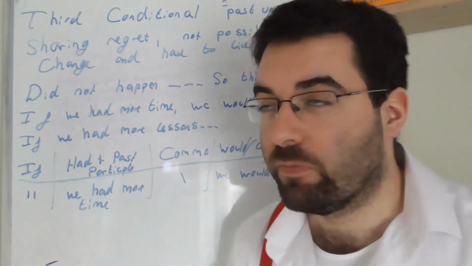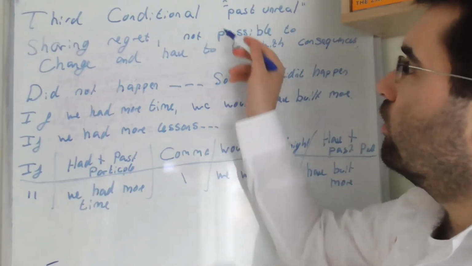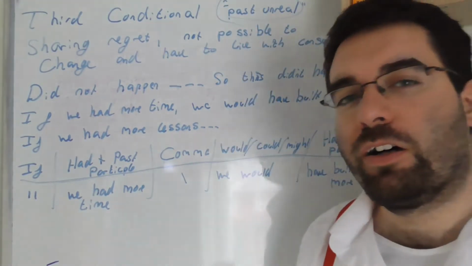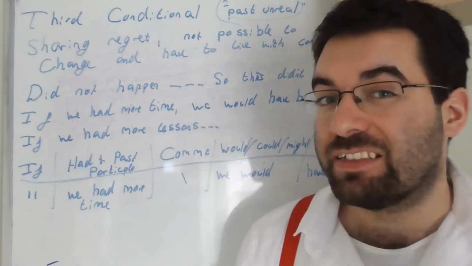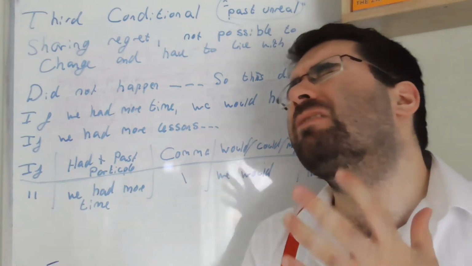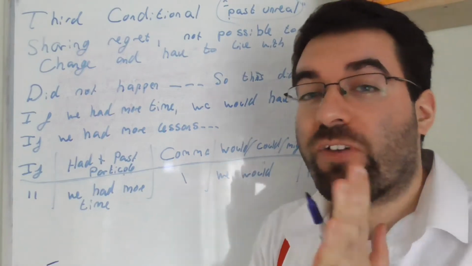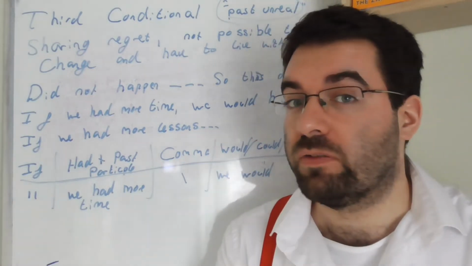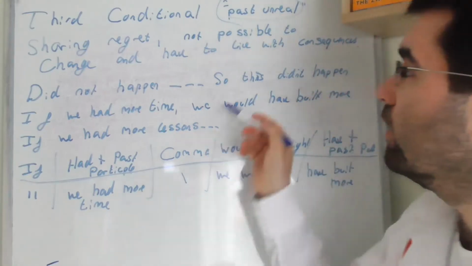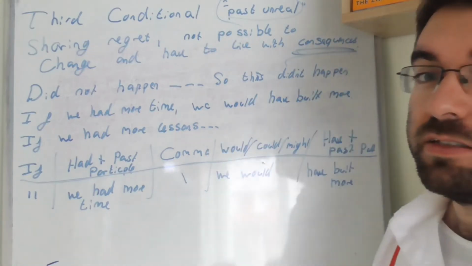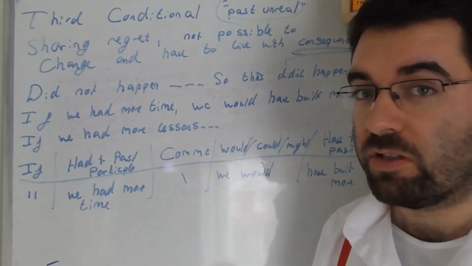Third conditional. Third conditional, past unreal. Things that happened in the past, like regrets. Regrets that had things been different would have affected the present. But it's too late now. We have to live with the consequences, the results of what happened. We have to live with it.